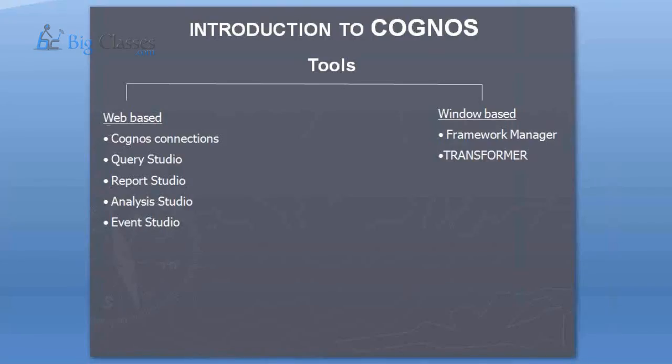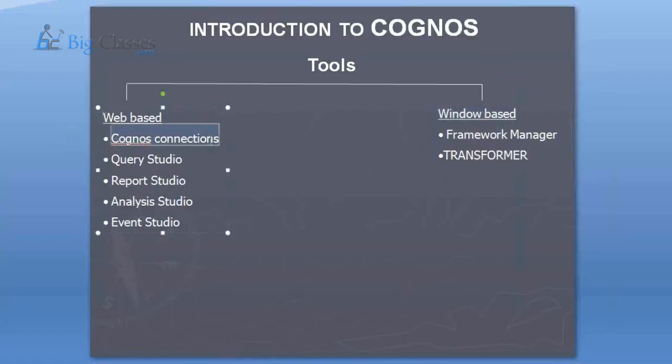Different tools are available in Cognos. Some of them are web-based applications, and the remaining are Windows-based applications. Web-based application means no need to have any software on our machine. Just use Internet Explorer, connect to your Cognos server, and you can start working, just like Gmail, just like Google. Windows-based application means we need to install client-side software, whether client or standalone, on our machine, and we need to work with that installed application. That is Windows-based.